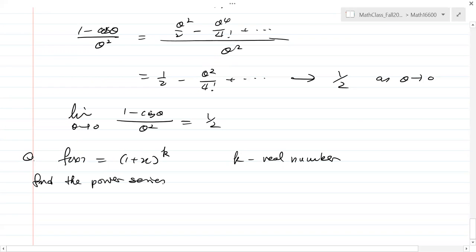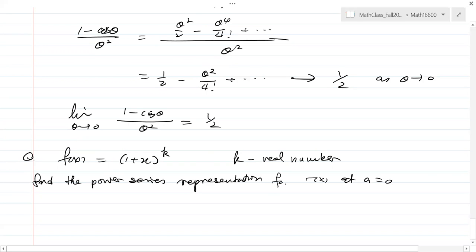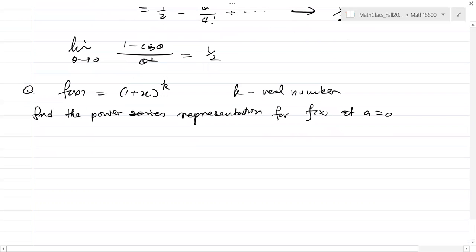Find the power series representation for this function f of x at a equals 0. So the function is defined and it's differentiable at a equals 0 as many times as you want. Step one, you have to find the Taylor series, because I don't have a formula. I cannot modify any formula.